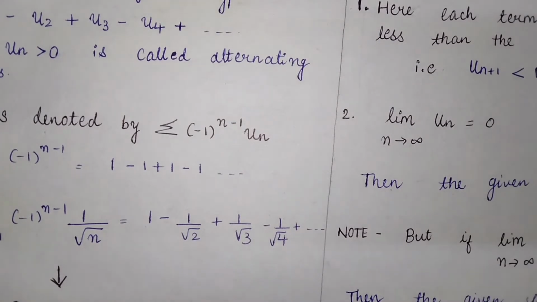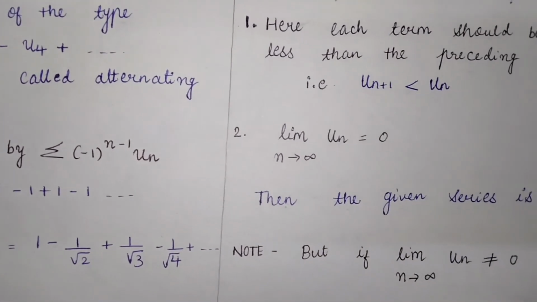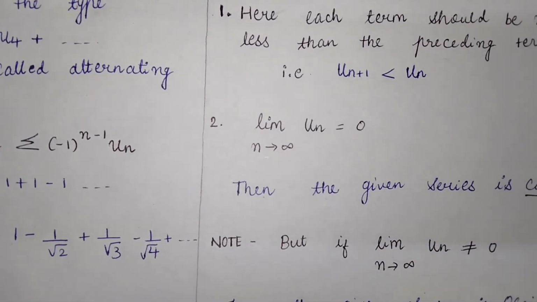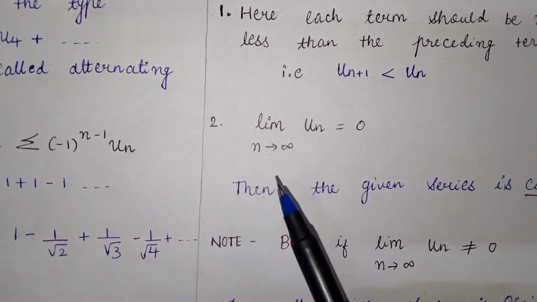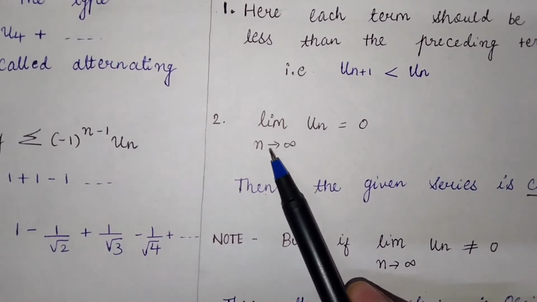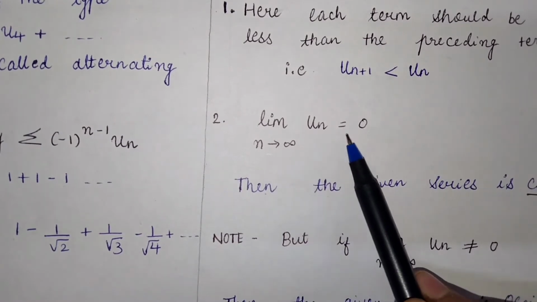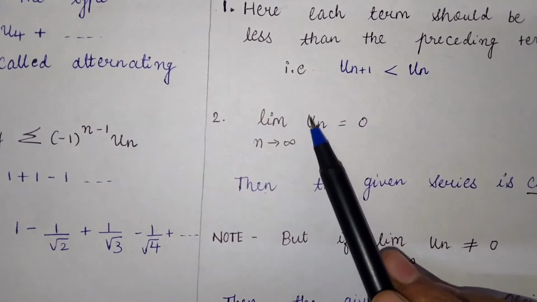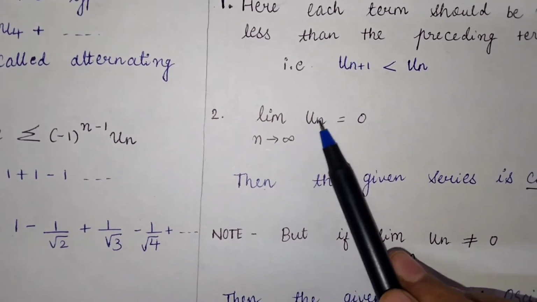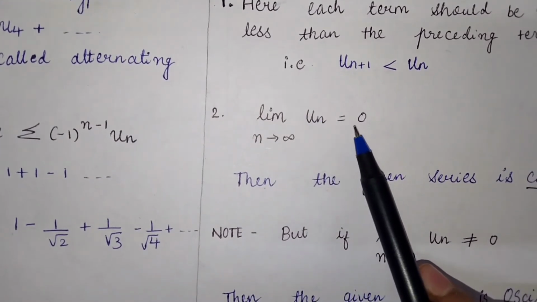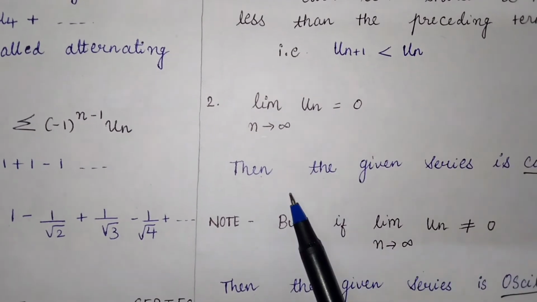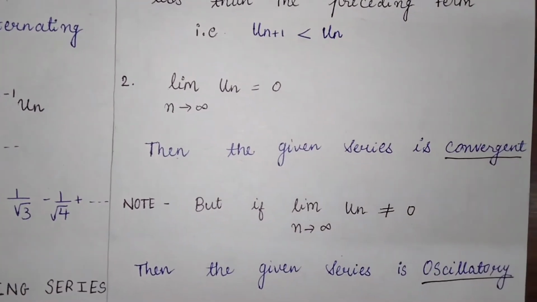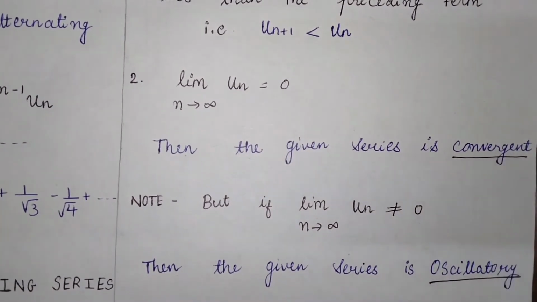During that time, such type of Leibniz test is used. It will be more clear when we solve the examples. And the second condition is, limit n tends to infinity un should be equal to 0. Finally, if you put the limit n tends to infinity in the given un and it equals 0, then the given series is convergent according to Leibniz test.